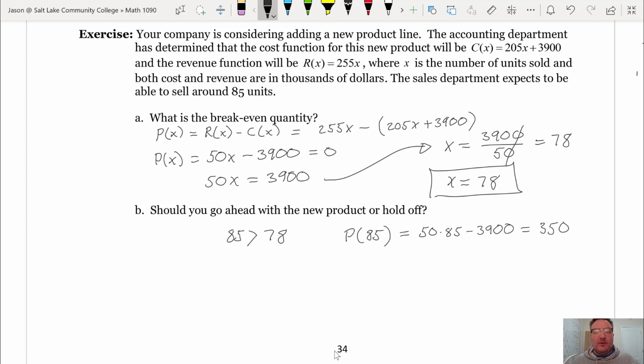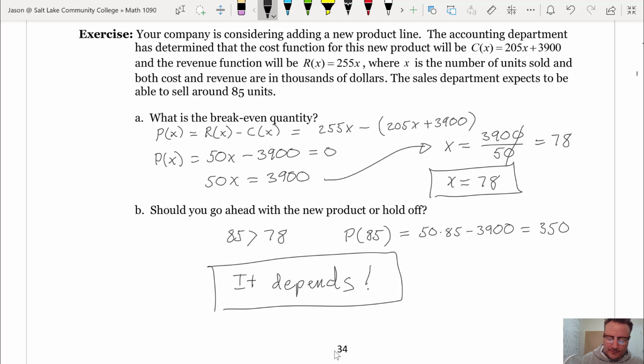Okay, but perhaps if you're facing uncertain times, uncertain economic times, and you're not sure about sales in the future, maybe you expect the economy to take a downturn or something, then maybe it would be wise to hold off a year or something before embarking on this new product line. Okay, so I'm just going to leave the answer with it depends. Certainly $350,000 of profit is great, but in relation to $3.9 million of initial outlay, it's not a lot of money. You would expect to be hoping to make a lot more money probably before you commit to such an ambitious endeavor.